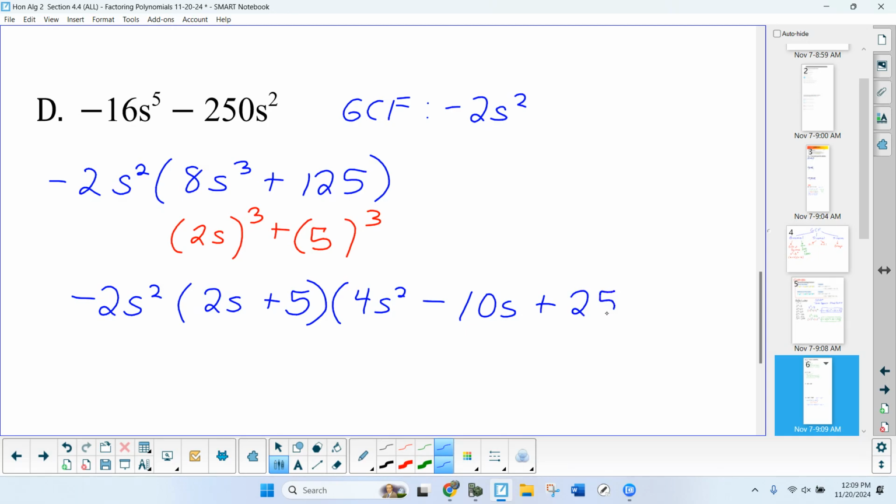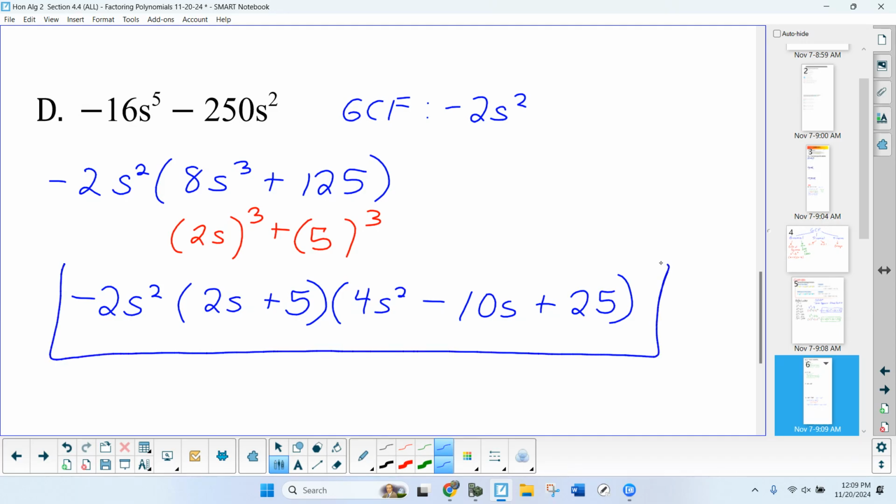And you got it. Now, you always got to look, can I do anything more with my binomial? No, and your trinomial is not factorable. You are done. All right, how do we feel on that one? Good? All right, now we're going to go to here.